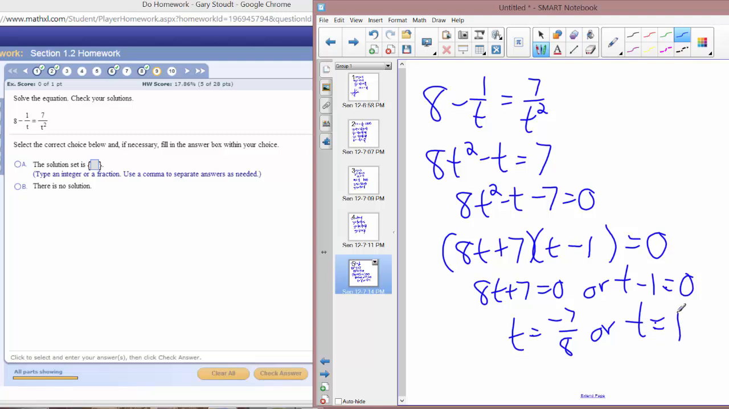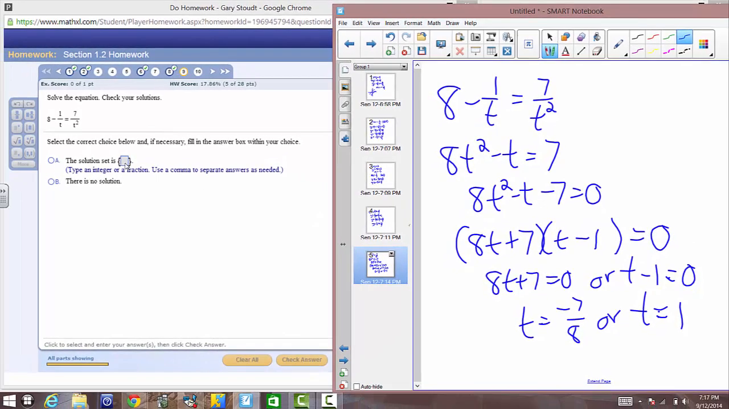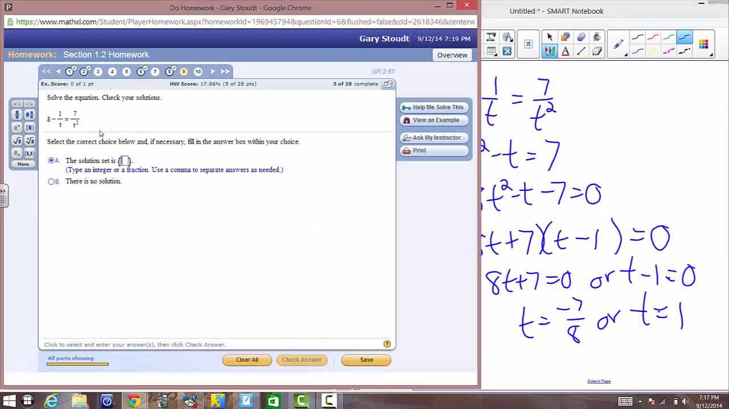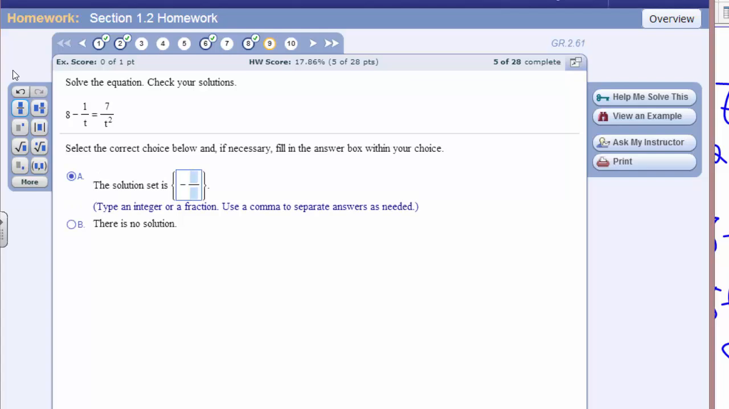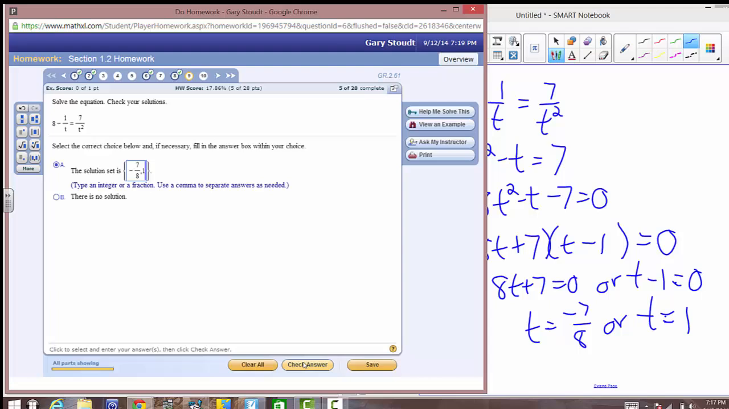Now we'll put that in and check it, and then we'll try it on the calculator. So notice they want a solution set. Type an integer or a fraction, use a comma to separate your answers as needed. Let's put in the smallest number first, negative 7/8. Get out of the fraction, and comma 1. And let's see how we did.